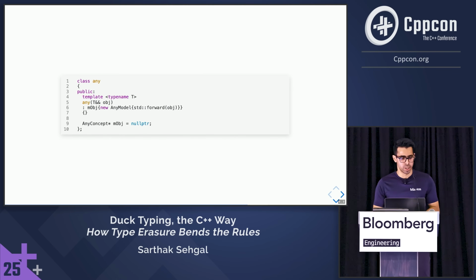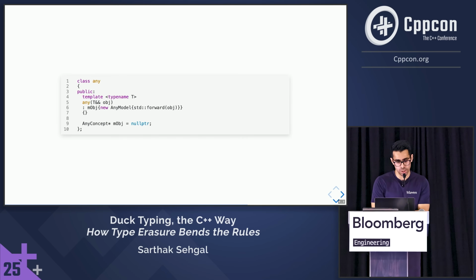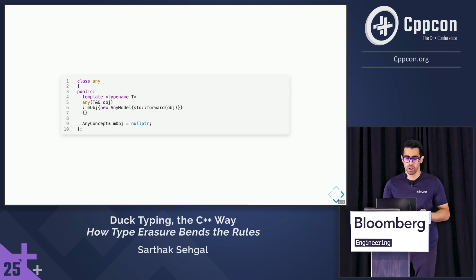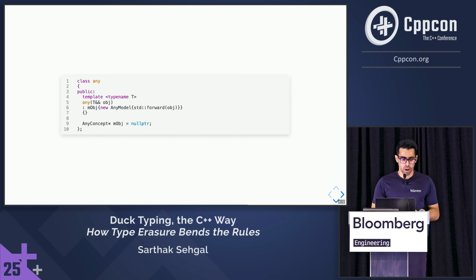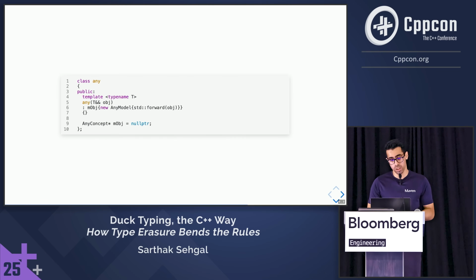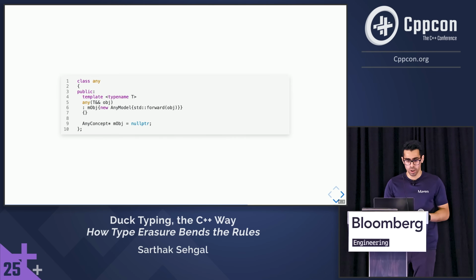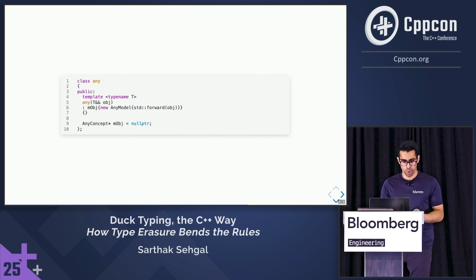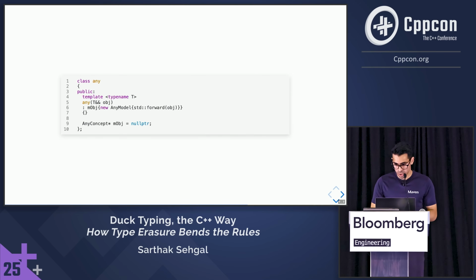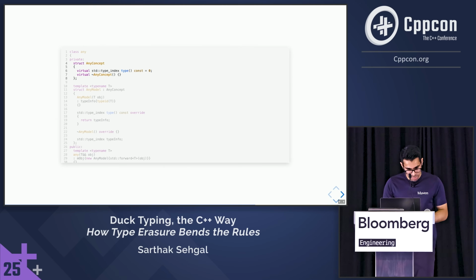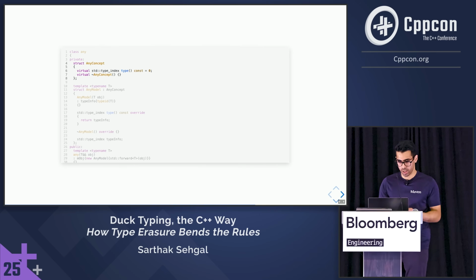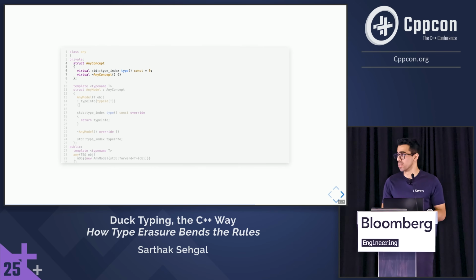So here I have a templated constructor. I've chosen similar terminology as before, and you'll see this in a lot of articles, the concept model hierarchy. It creates a new any model and stores it as a pointer to the concept. Pardon my usage of raw pointers here. Yeah, probably should have used unique pointers. All right, so I'm not going to go into too much detail of this because we've seen this implementation before.